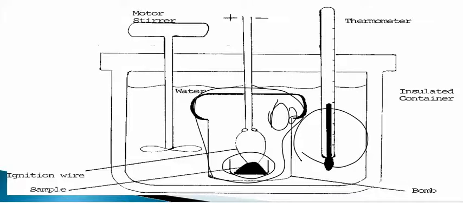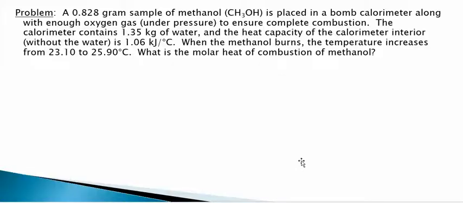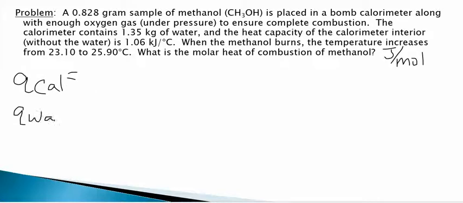for the sample. So let's look at a problem. We're combusting methanol, and we want to know the molar heat of combustion of methanol. So I want the joules per mole for methanol. Well, the heat produced from the reaction is either absorbed by the bomb calorimeter or it's absorbed by the water. So let's do qcal first. We're going to take the heat capacity of the calorimeter times the change in temperature.